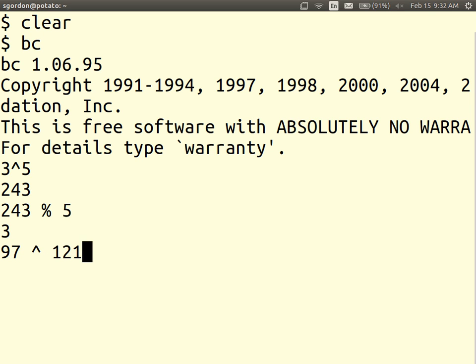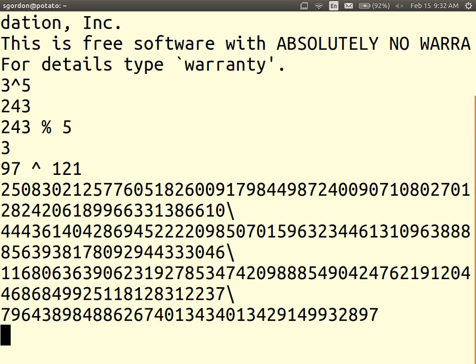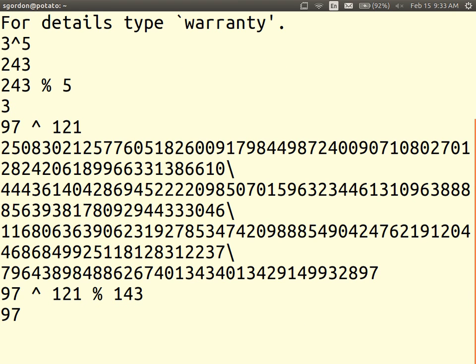97 to the power of 121. We could calculate this the manual approach, and we get this long number. It doesn't even fit on my screen. Okay, that is 97 to the power of 121. And then we take that number and mod by 143. What do we expect to get? 97. Why is that? So that's the answer. Why do we know that without having to calculate the power?